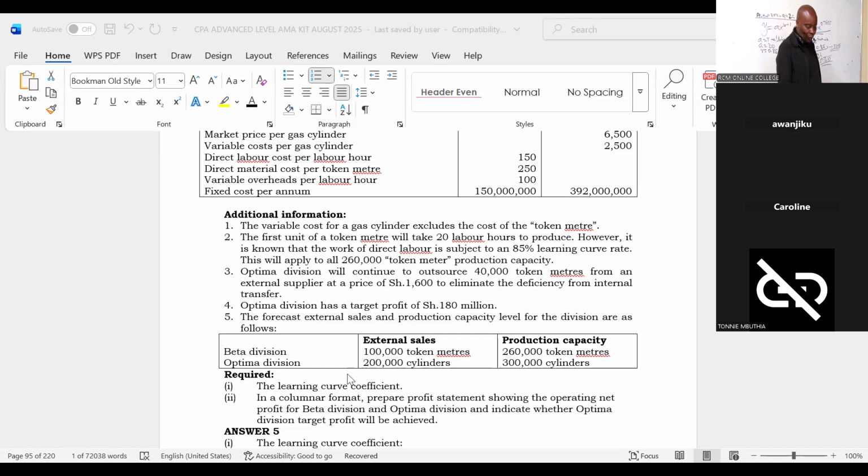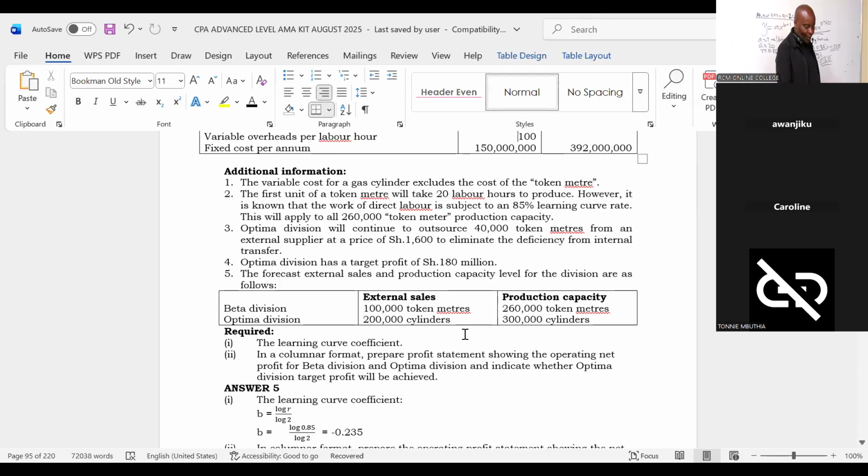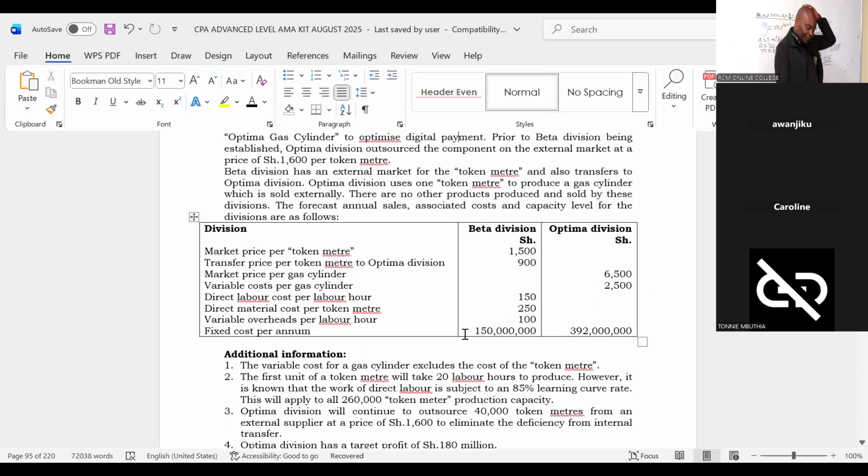In columnar format, prepare the profit statement showing the operating and net profit for Beta Division and Optima Division, and indicate whether Optima Division's targeted profit will be achieved. Very, very easy. But first, we must understand our diagram.